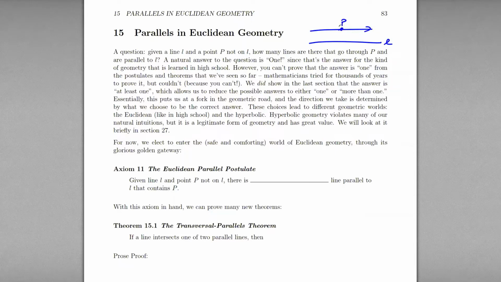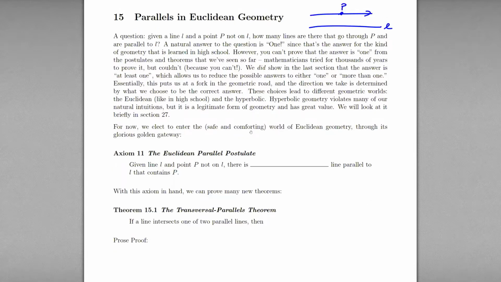There could be 2, there could be 10, we don't know. And we cannot prove it. So we call it an axiom. We let it be a postulate. We're going to say that it must be true. And as soon as we do that, we enter Euclidean geometry. That's why it's called the Euclidean parallel postulate. Given a line L and a point P not on that line, there is exactly one line that is parallel to L and that contains P.